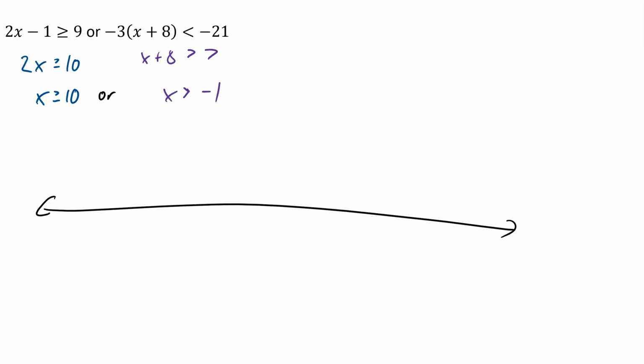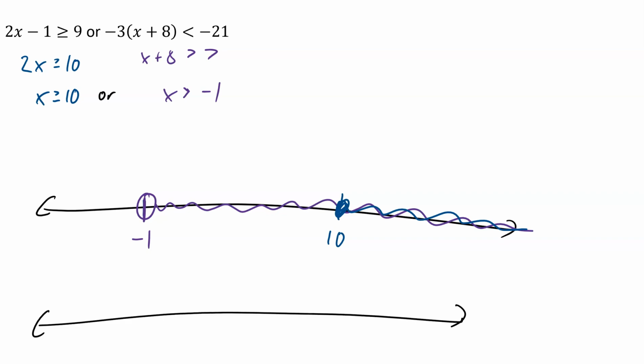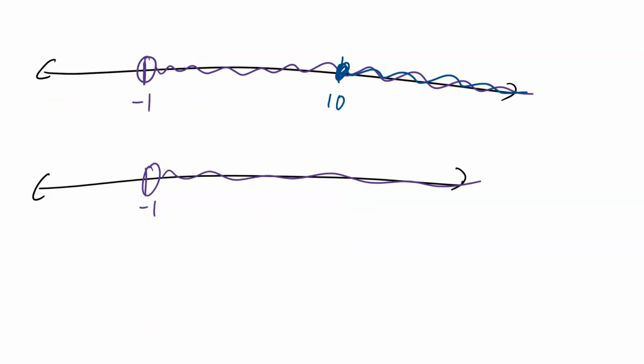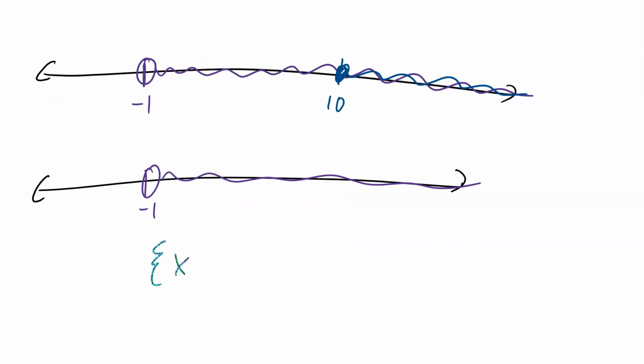So the numbers that are greater than negative 1, those are going to end up in my final answer, as well as the numbers that are greater than or equal to 10. The greater than or equal to 10 didn't give me anything that the greater than negative 1 didn't already give me. So my final answer is just all of the x's where x is greater than negative 1, or all of the x's starting at negative 1 going up to infinity.